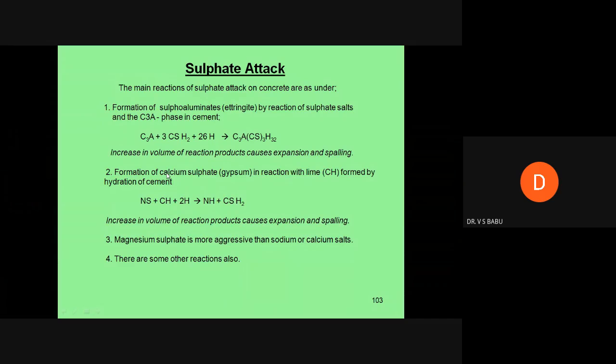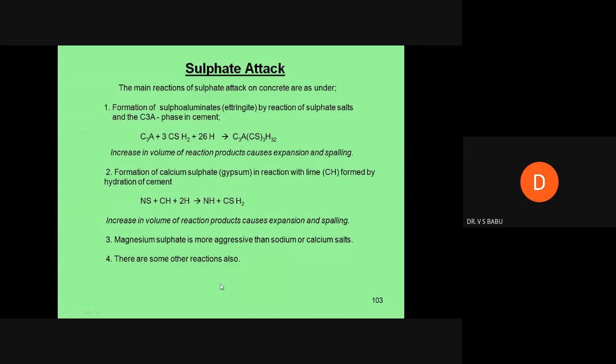The formation of this calcium sulfate and NH also increases the volume, causing expansion and falling of the slabs, beams and columns. The beams, columns and slabs also bulge. Then one day they collapse.